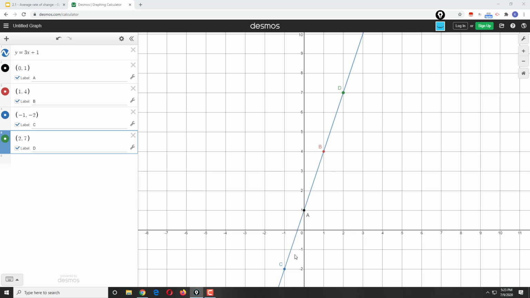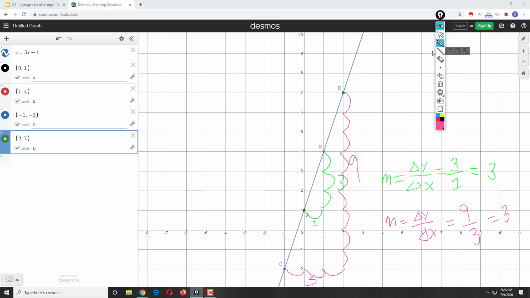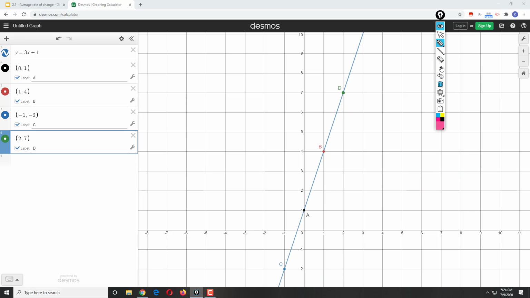It is a straight line. The rate of change is constant. Constant means it stays the same. So we know for this one, a straight line, the rate of change is constant, stays the same, and it is 3. That's why we can say that the slope of the line is 3. So that's just a review.